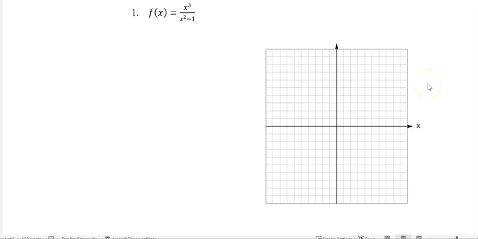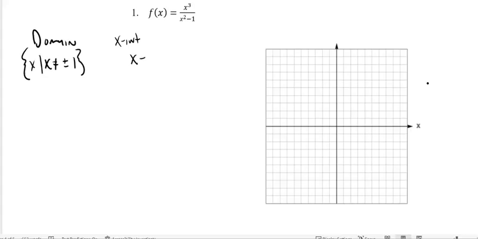Okay, let's take a look at number 1. Go through the process. What's the domain? X cannot be, we saw this one before, plus or minus 1. Set the denominator to 0 and solve. Not to be mixed up with the x-intercepts: set the numerator to 0 and solve. So I got an x-intercept that's 0, which would be the point (0, 0) if I plug in 0 for x.